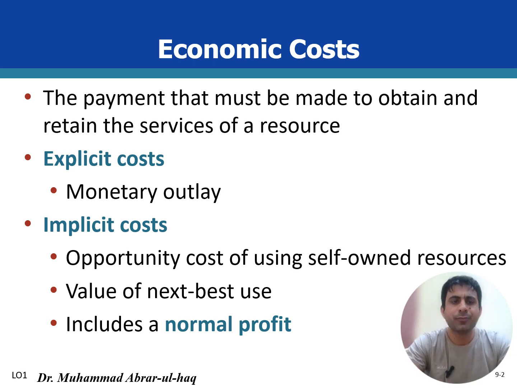For example, if a business owner used their own building for operations, the implicit cost would be the rental income they could have earned if they had leased the building to another tenant. The implicit cost also includes a normal profit, which is the minimum earning necessary to keep the entrepreneur engaged in the current business instead of shifting to an alternative venture.